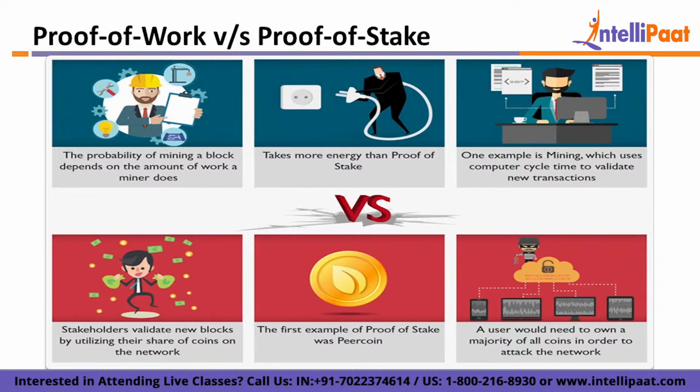The first example of proof of stake was Peercoin. A user would need to own a majority of all coins in order to attack the network. What this means is that this mechanism helps deter any node from behaving badly, because they need to have a majority of the coins available in the blockchain network in order to attack it. Since at a single point of time no node can have the majority of coins to attack the network alone and create their own nodes, they will not be able to cheat or hack the system at any moment of time.